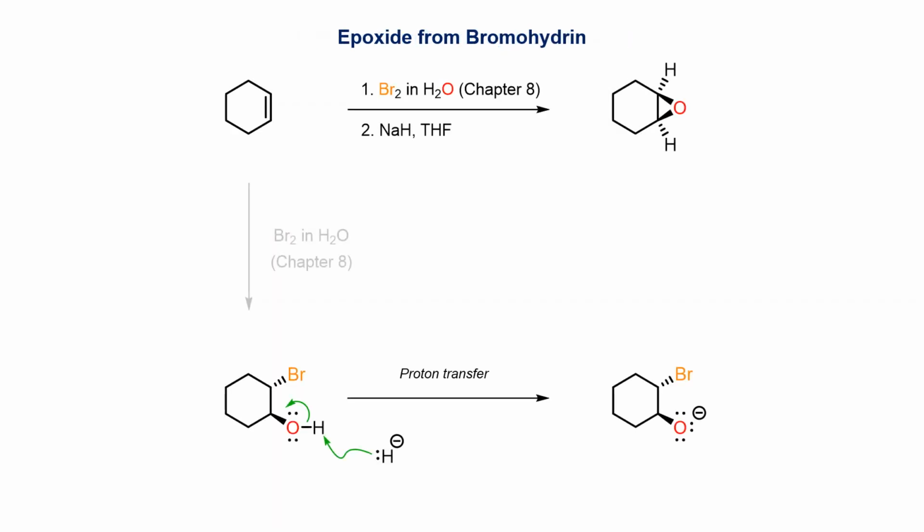The alcohol thus formed has a pKa of approximately 17, so it is easily deprotonated by a strong base such as hydride to give the corresponding alkoxide. Once the alkoxide is formed, it is strongly nucleophilic and aligned perfectly for an intramolecular displacement reaction.